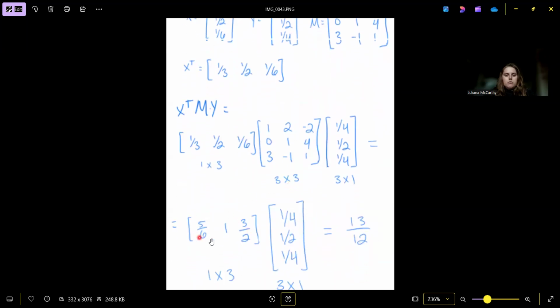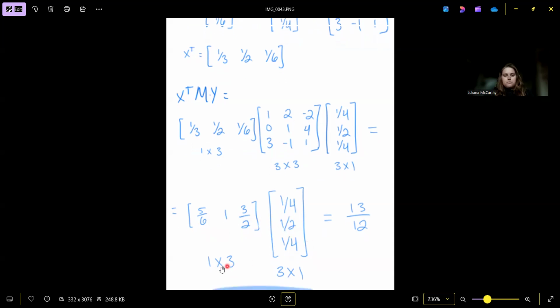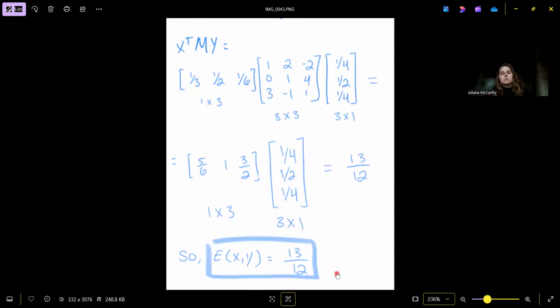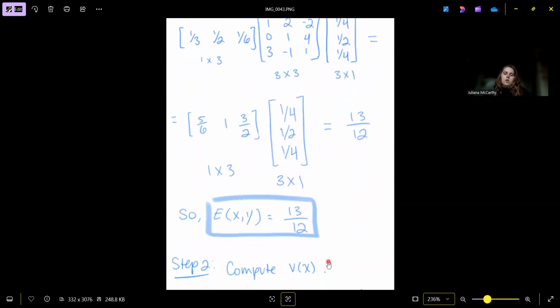So I got 5/6, 1, and 3/2. This is the product of x transpose times m. And then bring the y down here. It's going to be x transpose times m times y. This is a 1×3 times a 3×1. The insides match, we're going to get the outside, so we're going to get a 1×1. When we multiply these together, we get 13/12. So this is E of x, y equals 13/12, the expected payoff.